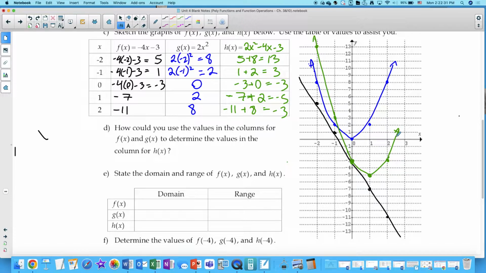Okay, so how could we use the values in the column for f of x and g of x to determine the values in the column for h of x? So we just did this actually, we just added them, right? To get the new y value, essentially you can apply the same operation that creates the function to the two y values of that specific x point, right?